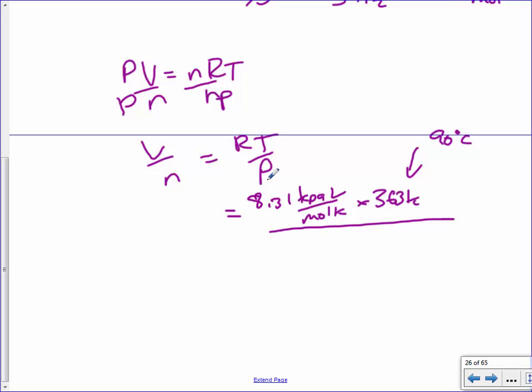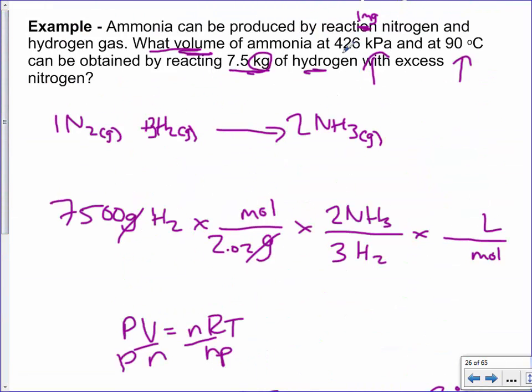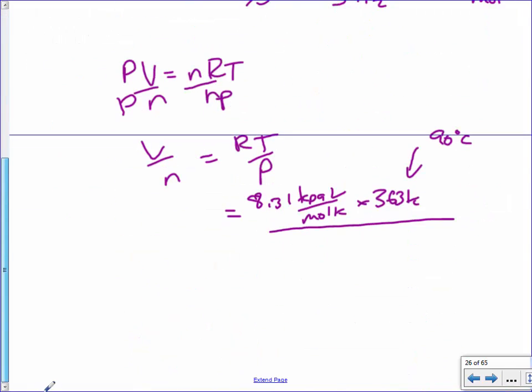If it was STP, it would be 101,325. If it was SATP, it would be 100. But we were actually given it at 426 kPa, so I'm going to throw that in here. Essentially what I'm doing is finding a liters per mole number that's not for STP or SATP, but for whatever our values were. So I'm making my own liters per mole number by doing this step here.